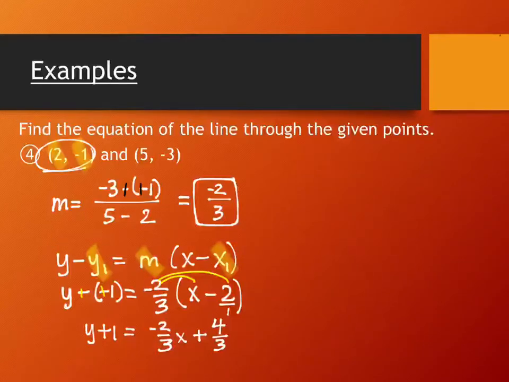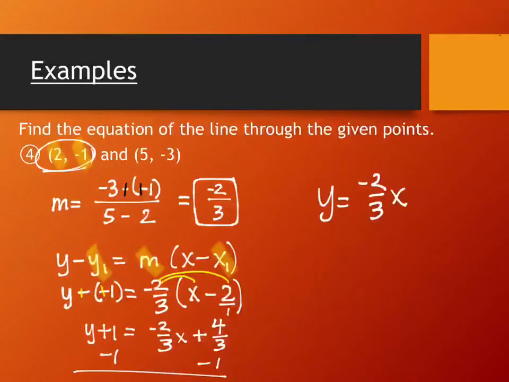The last thing is that for this y to be alone, I need to shift the 1 by subtracting it to the other side. So I will subtract 1 from each side. On the left, I now have the y that I was looking for. I have the negative 2/3 x. And I need to combine these two pieces right here. It is subtraction, not division. So 4/3 minus 1. Well, minus 1 means I need a common denominator. 1 would be the same as 3/3. So 4/3 minus 3/3 would give me 1/3.